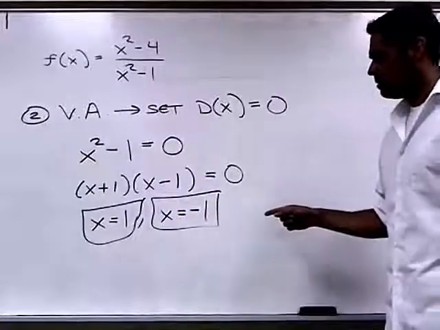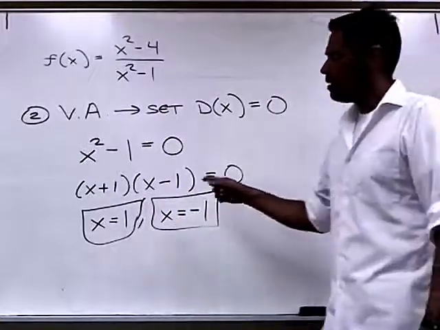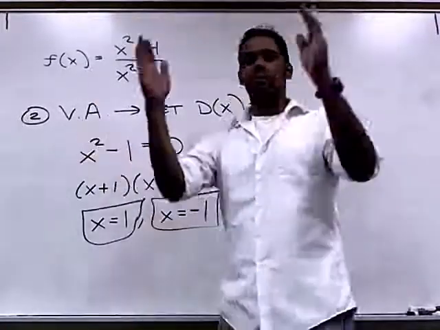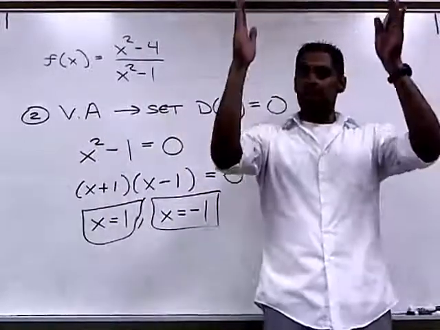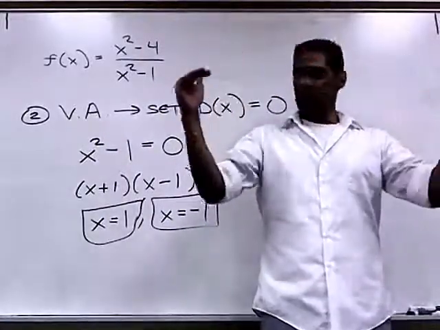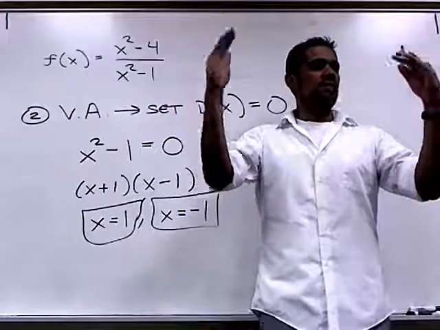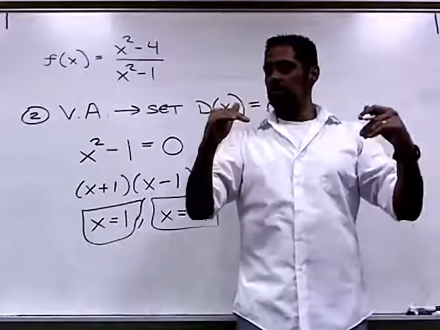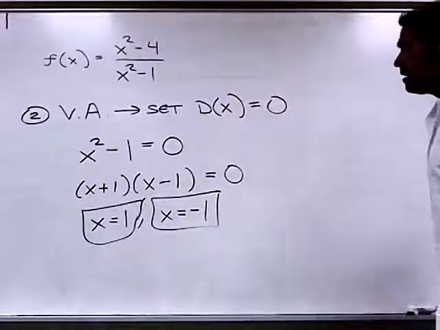What are these? Vertical asymptotes. These are these vertical dotted lines. They're like barriers. When my graph goes to them, it can't cross them, right? So it forces my graph up or down when I get to them. All right, so that's the second step.